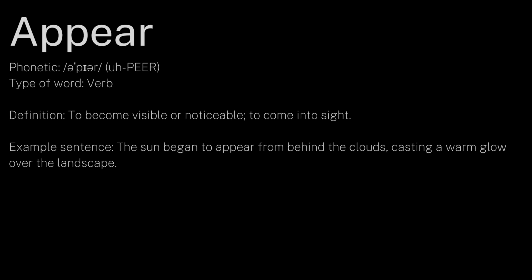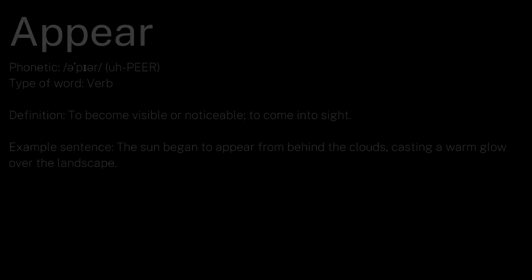Our 43rd word is appear, which is a verb that is defined as to become visible or noticeable, to come into sight. For example, the sun began to appear from behind the clouds, casting a warm glow over the landscape.